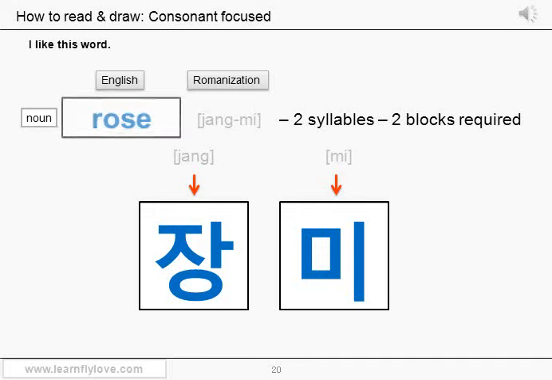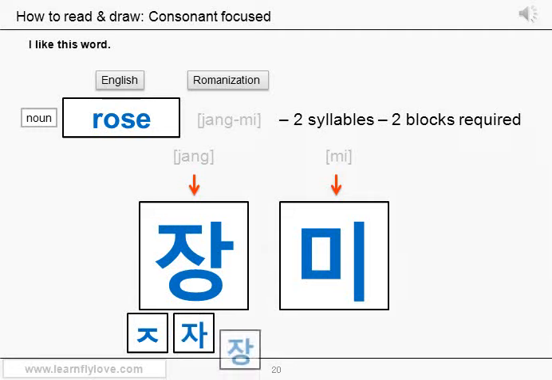Next word is rose. Check out the romanization and let's hear the sound. 장미, 장미. We don't need an alternative romanization. Then let's check out the Korean spelling. The first consonant is j, like J in English. And the vowel is a. And the final consonant is ing, the round consonant, which sounds like English alphabet ng. So it's ja, jang.